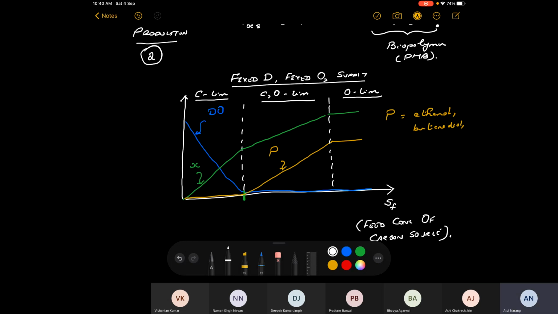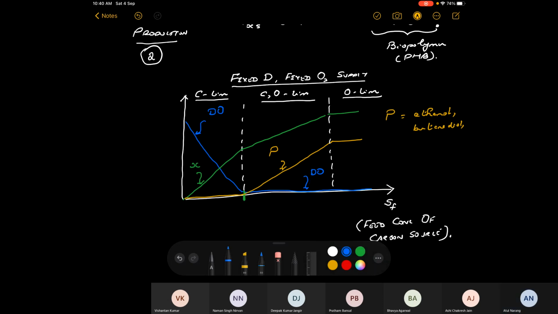And that's obvious from the data, because you can see that not only is the dissolved oxygen, this is DO, dissolved oxygen is 0. Oh, I didn't show you the concentration of the carbon source. So maybe I should draw that too.